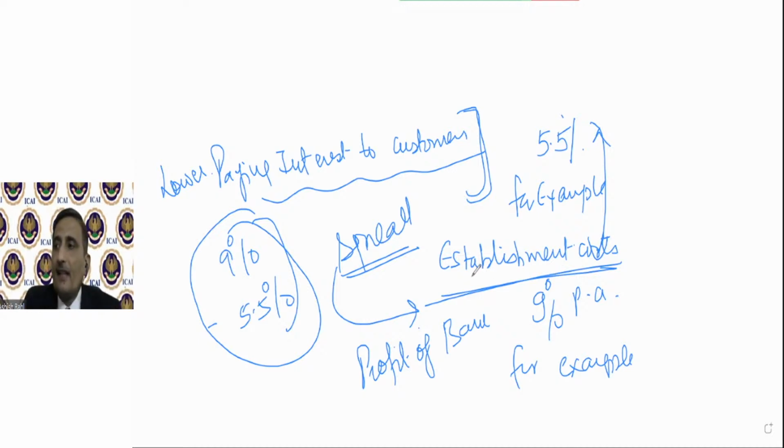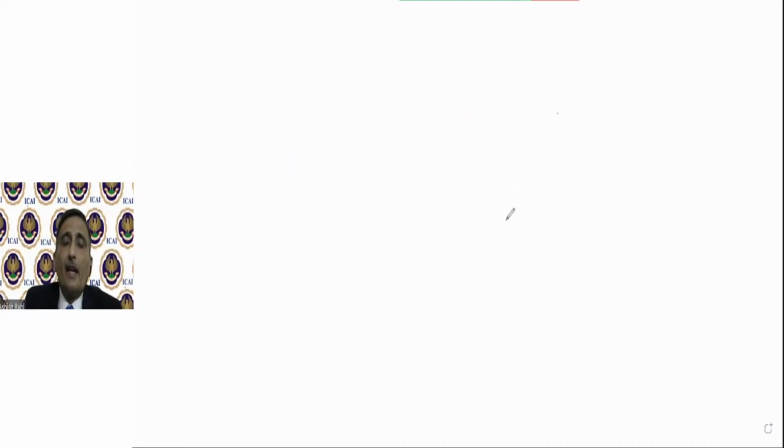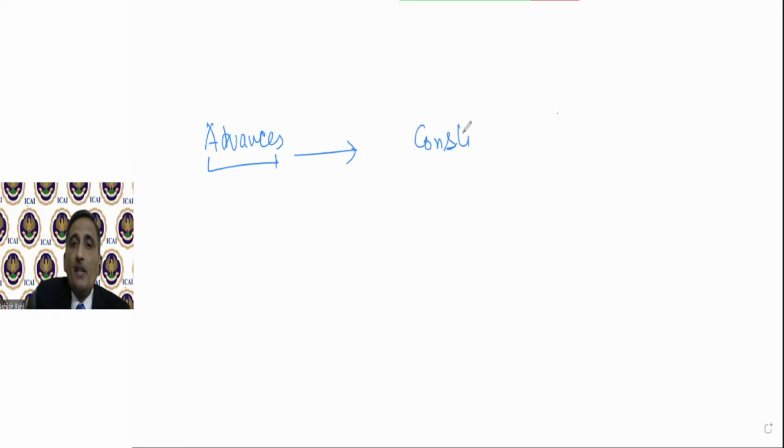Okay, guys, is that clear? So therefore, students, obviously advances constitute a major portion of the assets of the bank.